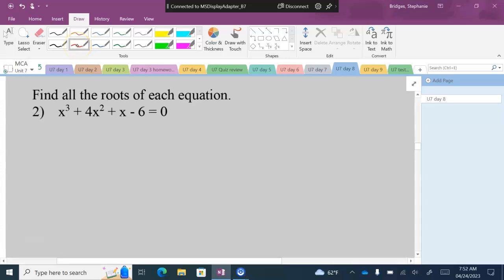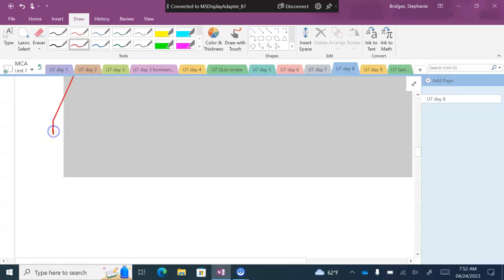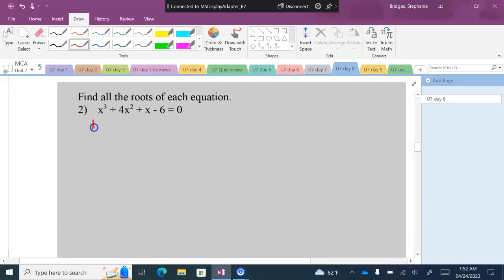So again, the very first thing we do is list our possible rational solutions. What are the factors of my leading coefficient? What number's in front of x to the third? 1. So it's just 1. And then for my factors of 6, it's 1, 2, 3, and 6. So then we do plus or minus 1 over 1, plus or minus 2 over 1, plus or minus 3 over 1, and plus or minus 6 over 1. There are no other factors of my leading coefficient, so I don't have any fractions, thank goodness, to deal with.